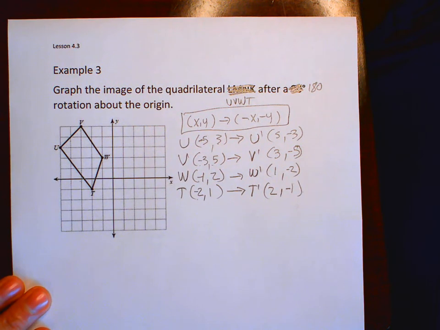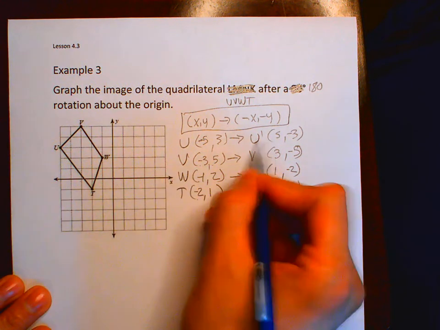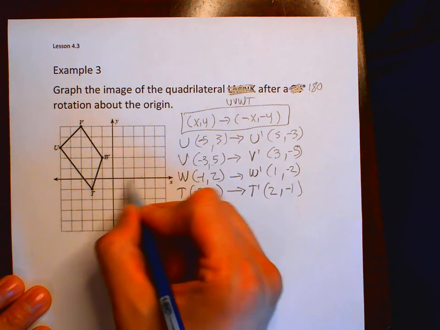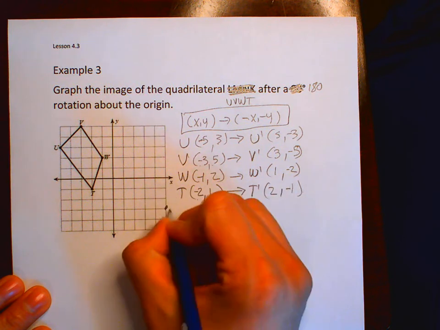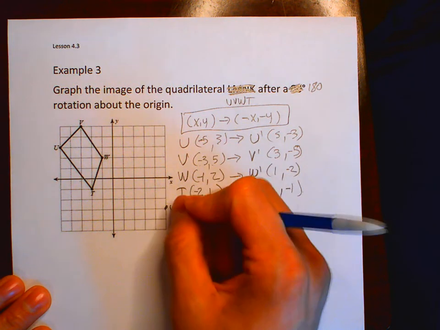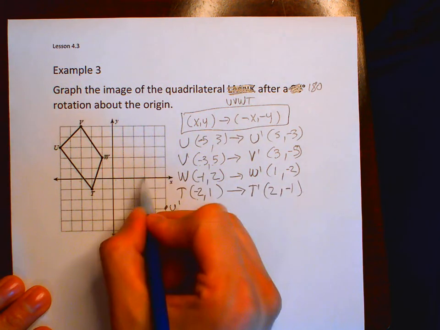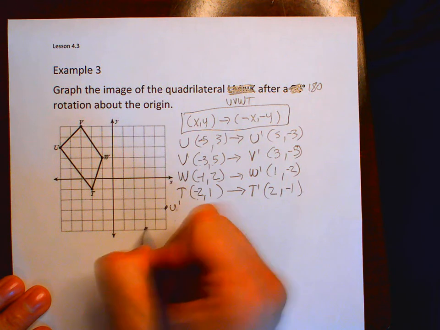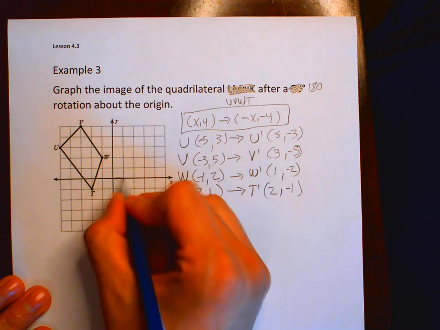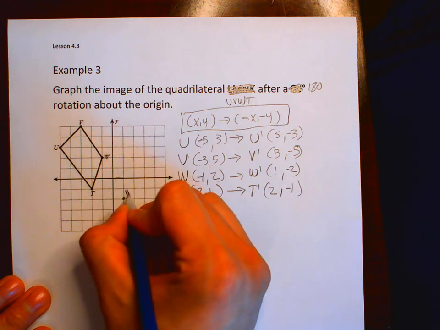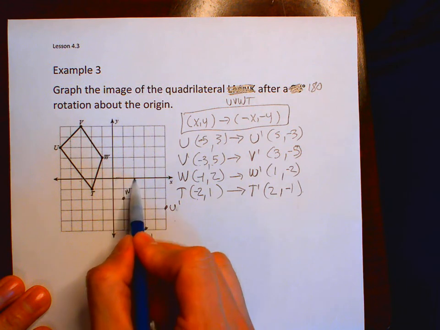Okay, so let's plot these. U prime is going to be 5, -3. So 1, 2, 3, 4, 5, -3. That's U prime. V is 3, -5. So that's V prime. W is 1, -2. And T is 2, -1.